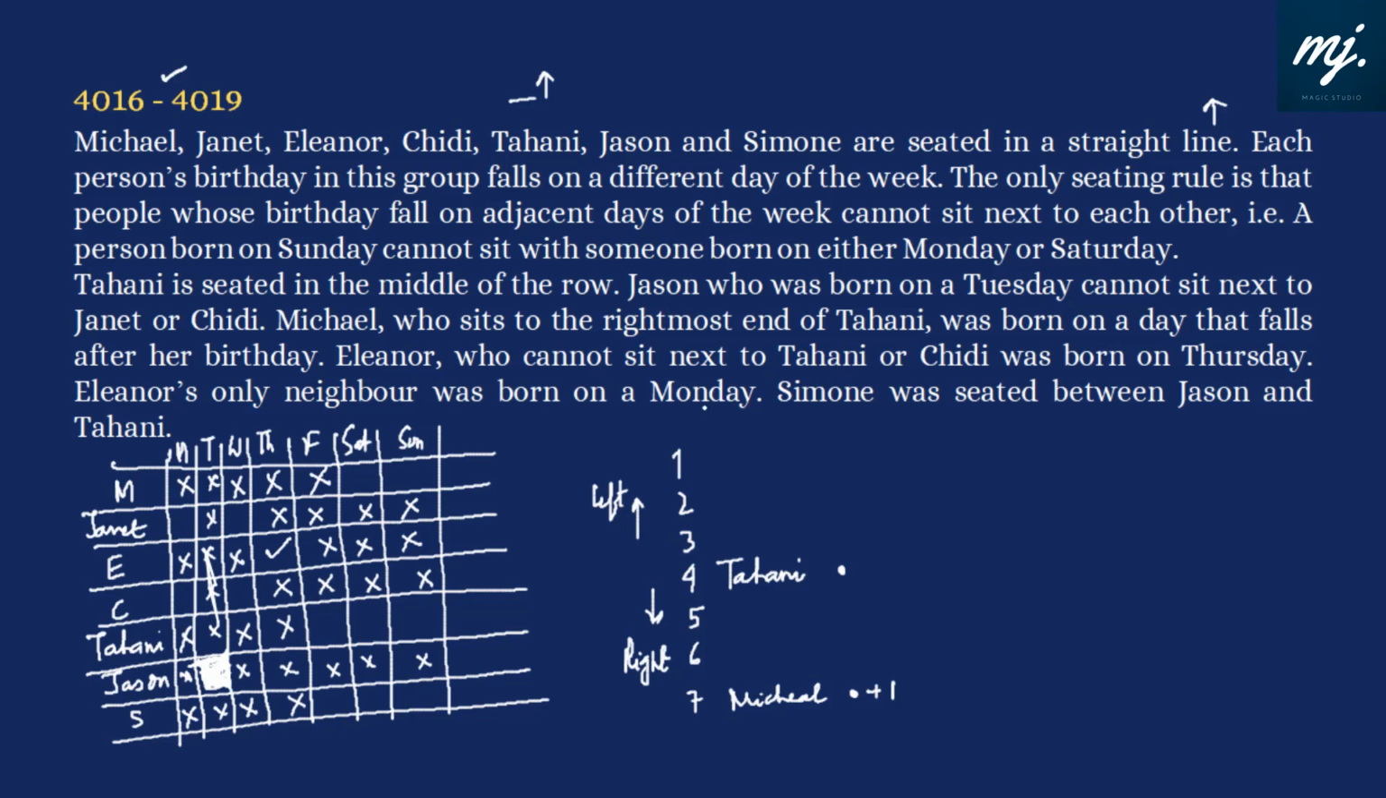Eleanor's only neighbor was born on Monday. Only neighbor. That means Eleanor is sitting at one of the corners, and the only corner left is the left corner. So first place is Eleanor, and the only neighbor, who is sitting at place 2, is born on Monday. That means Eleanor is not born on either Tuesday or Sunday. E's birthday is obviously on Thursday, that we know.